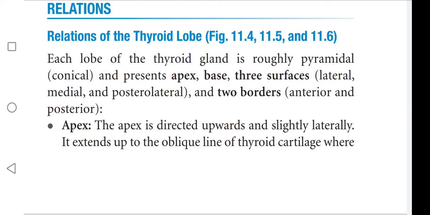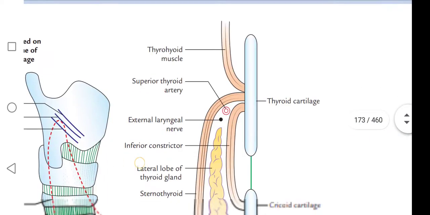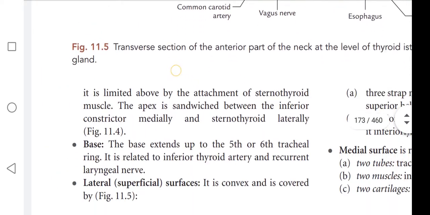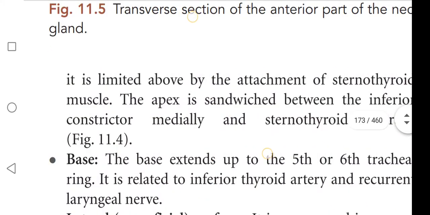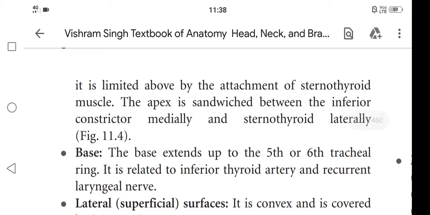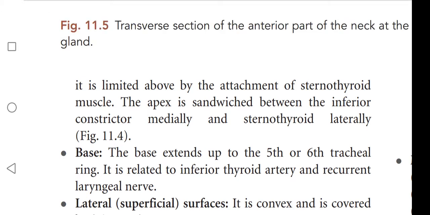Apex is directed upwards, slightly lateral. It extends up to the oblique line of thyroid cartilage, where it is limited above by the attachment of sternothyroid muscle. The apex is sandwiched between the inferior constrictor medially and the sternothyroid laterally.